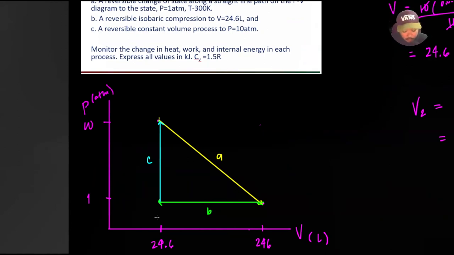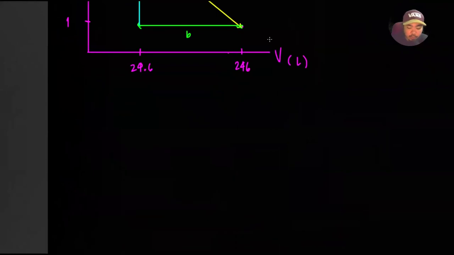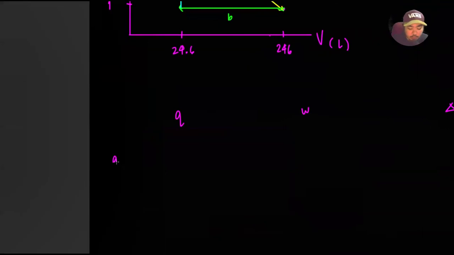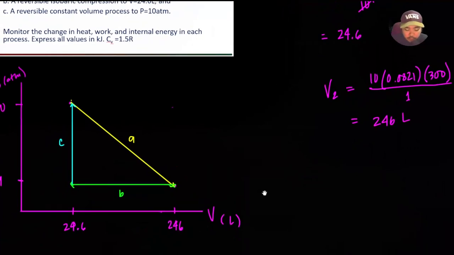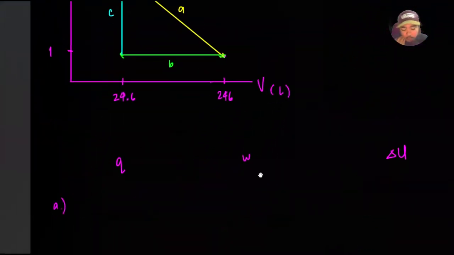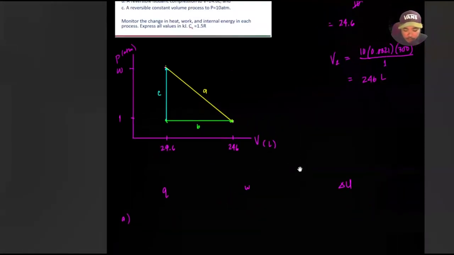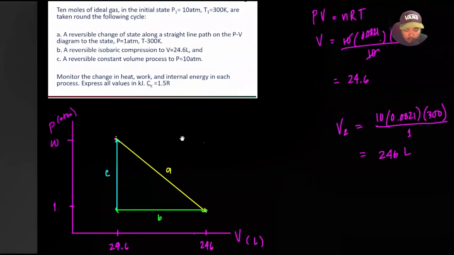Then, ang problem is that we want to monitor kung ano yung change in heat, work, internal energy. So let's do a table, no? So we can do something like Q, W, enough way of space natin, enough naman siguro, and delta U. Let's do process A muna. So process A, Q natin is equal to, this is a straight path, no? Along PV.